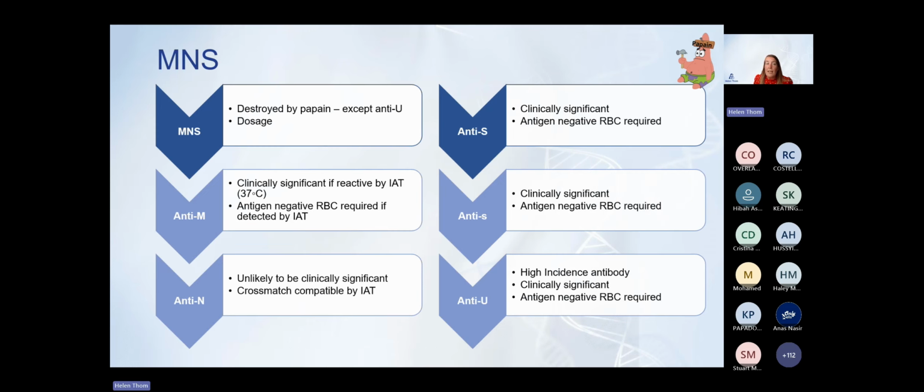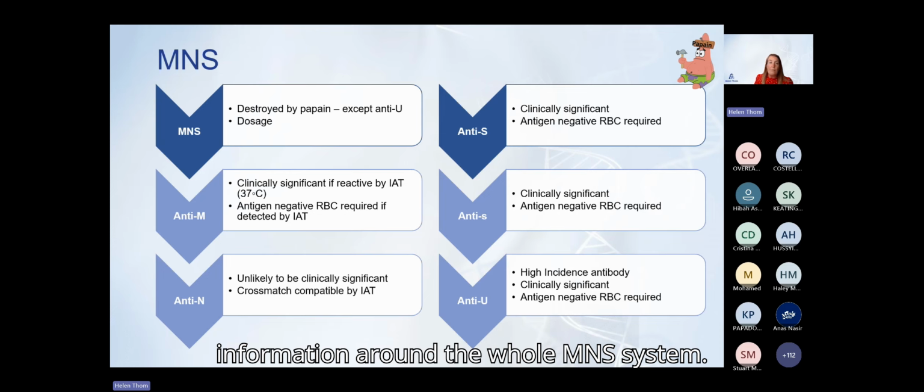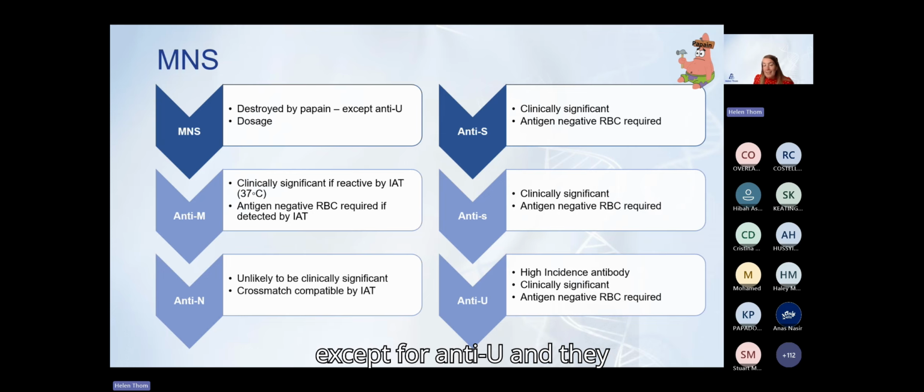So for here, I have actually just incorporated some information around the whole MNS system. So M, N, and S are antibodies which are destroyed by papain, except for anti-U, and they typically demonstrate dosage. Anti-M, so that was a little bit of a trick question, is clinically significant if it's reactive by IAT. And for M, you would require antigen-negative red cells if it's detected by IAT.